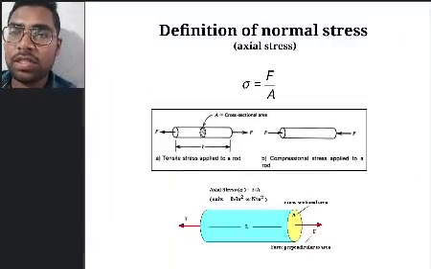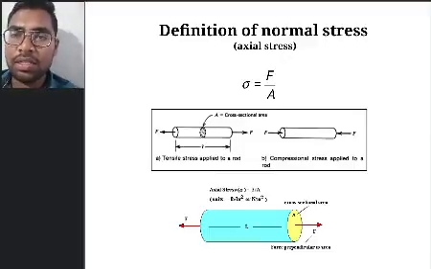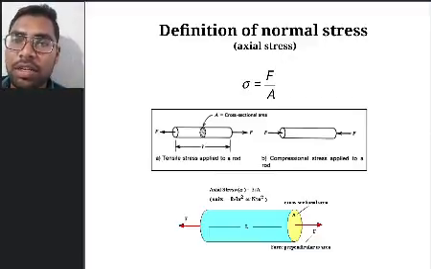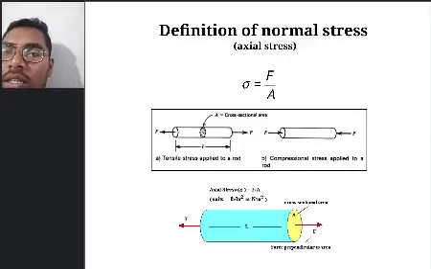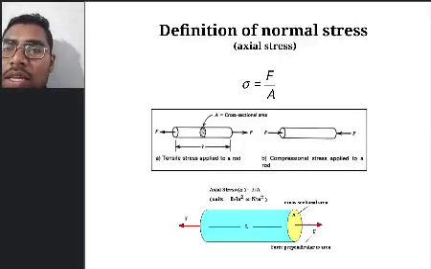Definition of normal stress or axial stress. Stress is denoted by sigma, which is force applied per unit area of cross section for a given specimen. Here shown is a cylindrical specimen for which force is acted compressively and tensile along the axis of its length.